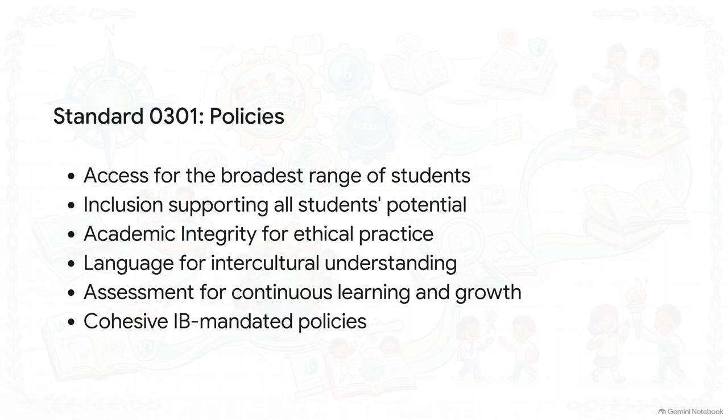Third is academic integrity, because you have to forge a culture of ethical practice. Fourth is language, which fosters intercultural understanding through multilingualism. Fifth is assessment, creating a culture built on continuous learning and growth. And finally, the 6th pillar is ensuring all these IB-mandated policies are cohesively integrated, basically ensuring they reflect the IB philosophy in everything you do, from your physical spaces all the way to high-level decision-making. When you're rating your school, these are the 6 pillars you're looking closely at.